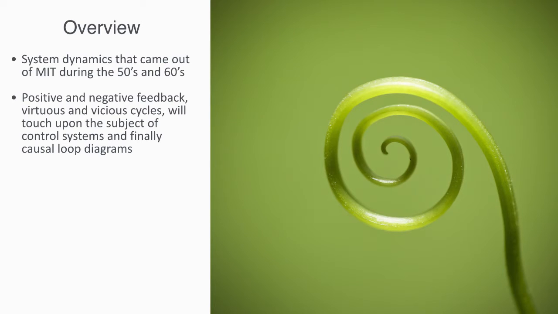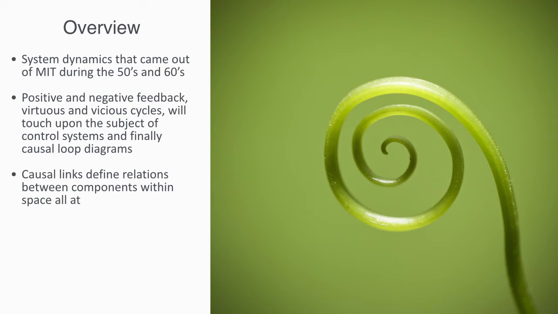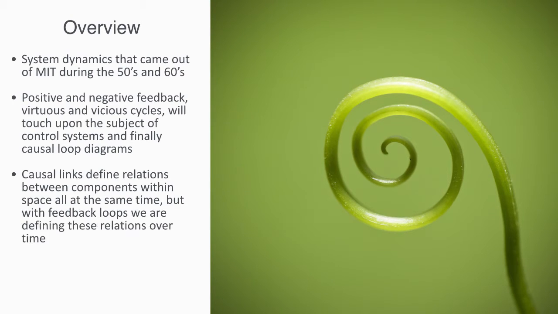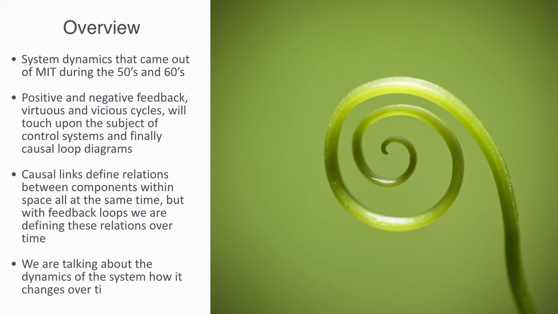This will be continuing on with our previous discussion on causal links, whereas causal links define relations between components within space, all at the same time. But with feedback loops, we're defining these relations over time. So here, we're talking about the dynamics of the system and how it changes over some period of time.